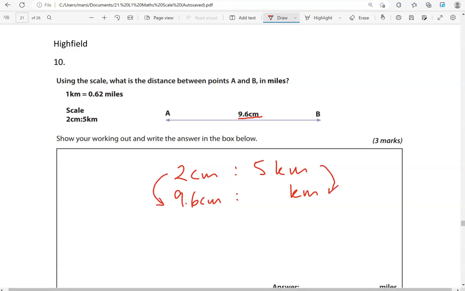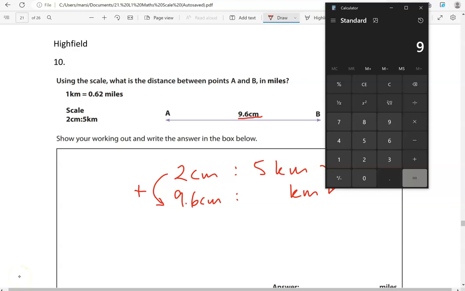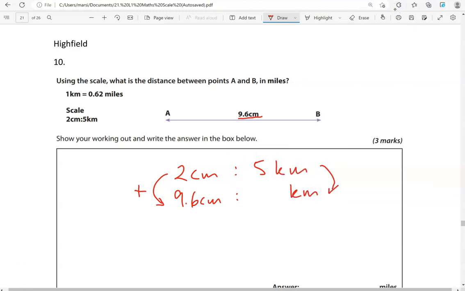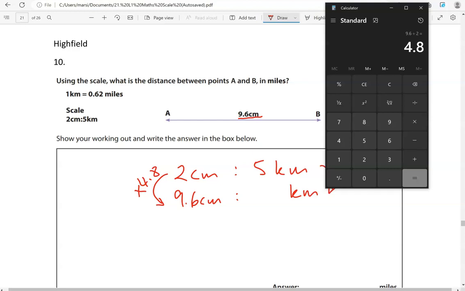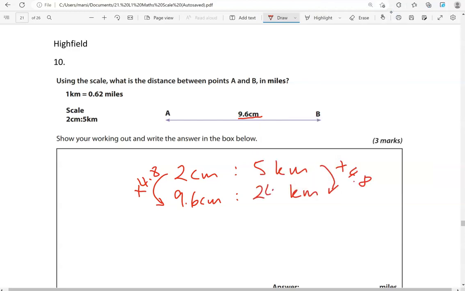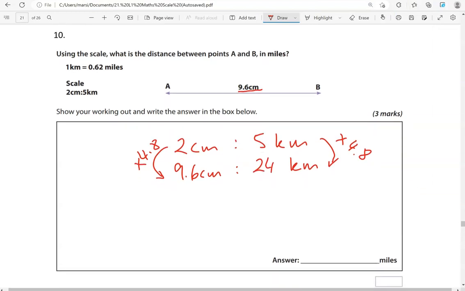How do we get from 2 to 9.6? What do we multiply 2 by? So we'll do 9.6 divided by 2, which is 4.8. So 2 times 4.8 gives us 9.6. So we'll do the same here now. 5 times 4.8, which is 24 kilometers. But we need to give our answer in miles.